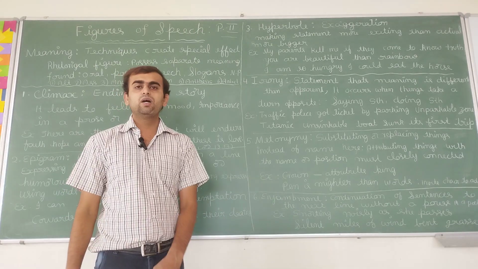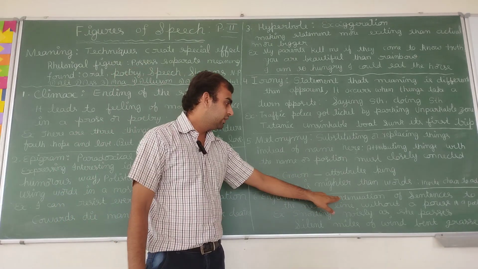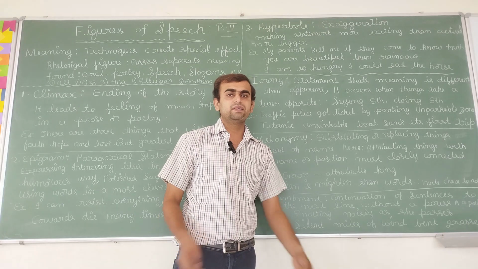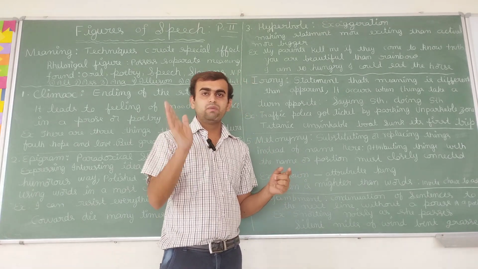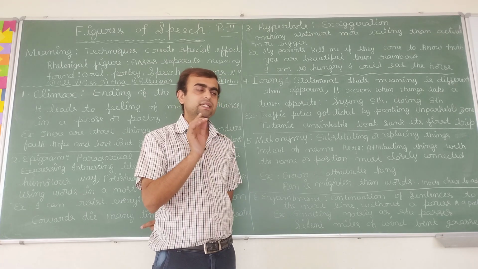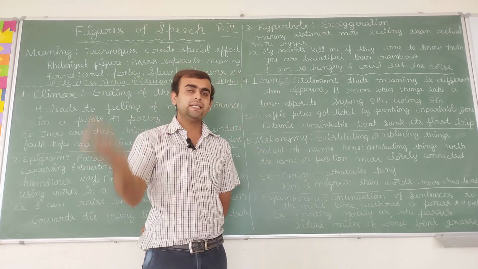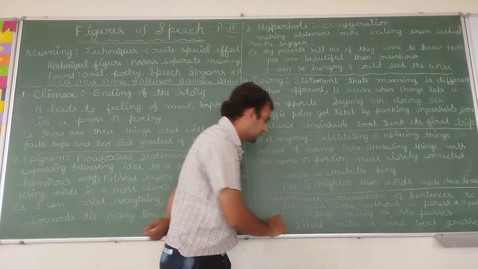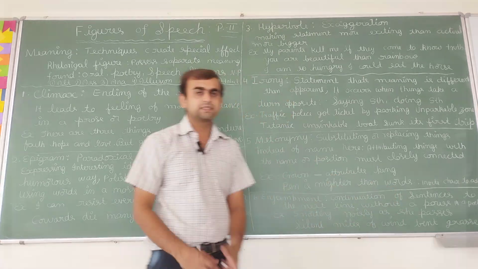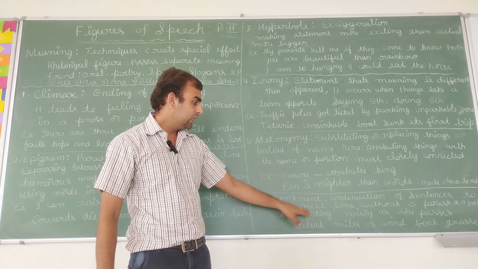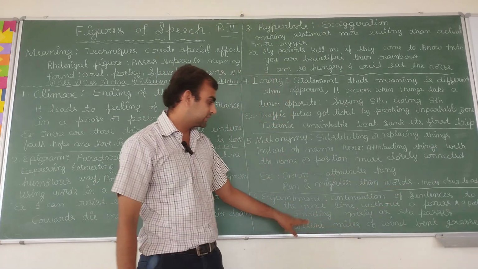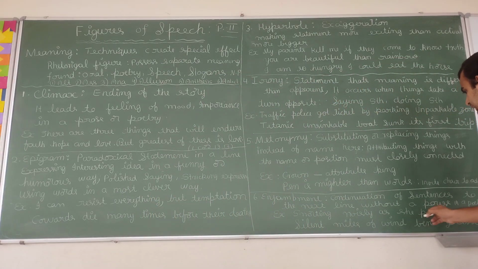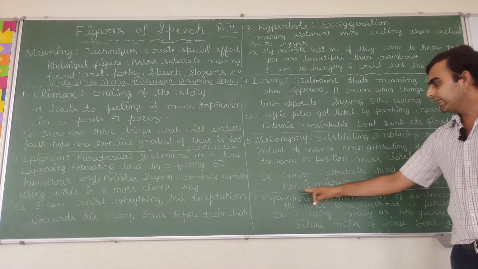Finally, enjambment. What is enjambment? Enjambment means nothing but continuation of a sentence to the next line without a pause in a poetry. Without any punctuation, we are continuing a statement to a second line. Example, snorting noisily as she passes silent miles of wind-bent grasses. Once again, I repeat the example. Snorting noisily as she passes silent miles of wind-bent grasses. It doesn't end here. The particular line continues to a second line. That is called enjambment.